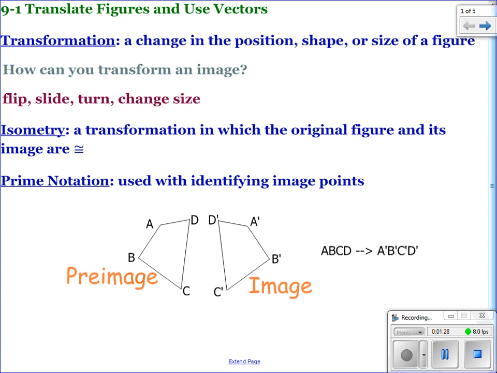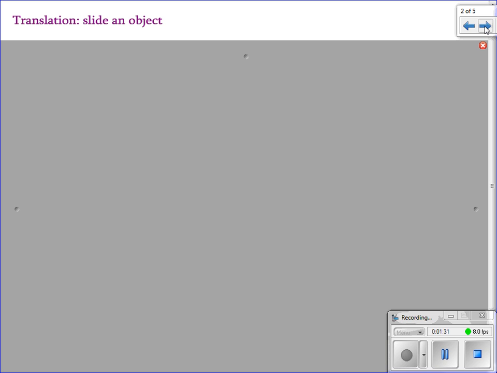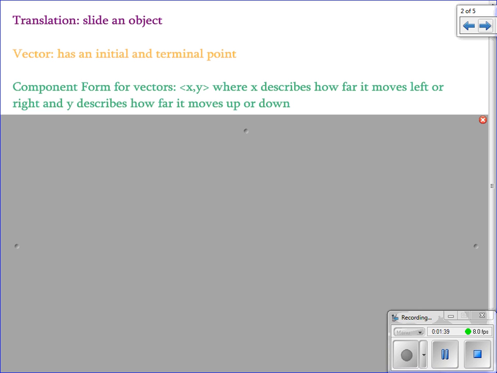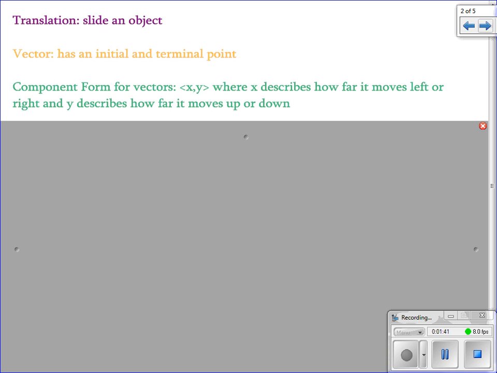All right, so we're going to talk about, like I said, translations. We're going to slide an object. There's something called a vector that we slide these objects along, and we can write them two ways. Most common is the component form. It looks like a coordinate, but it has sharp parentheses on it. Okay, it's going to tell you how far left or right to move it and how far up or down to move it. Okay, that's called a vector.